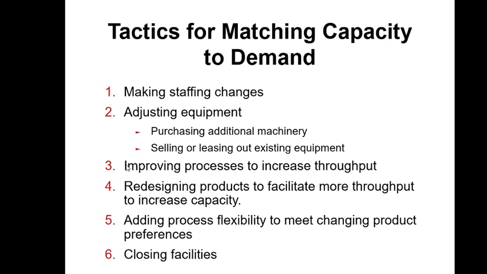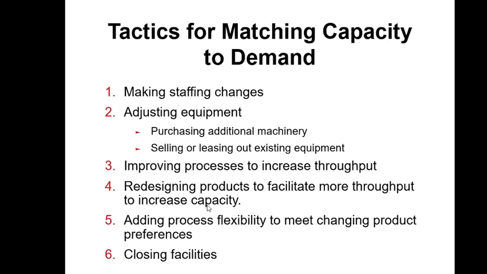Also, another technique you can do is improving process to increase throughputs. If you still recall, in chapter 7, which was process strategy, we discussed the four strategies: process focus strategy, repetitive strategy, product focus strategy, and mass customization. Now, what you can do sometimes is re-engineer your process, changing your production method to be more efficient and to produce more. Or you can redesign your product to facilitate more throughput to increase capacity.